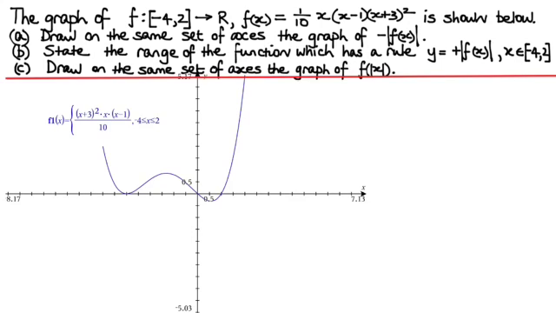It's shown below. So in part A we have to draw on the same set of axes the graph of minus the absolute value or modulus of f of x. Part B, state the range of the function which has the rule y equals modulus of f of x, where x goes from -4 to +2. So that is the range of the absolute value function, the modulus of f of x, yeah?